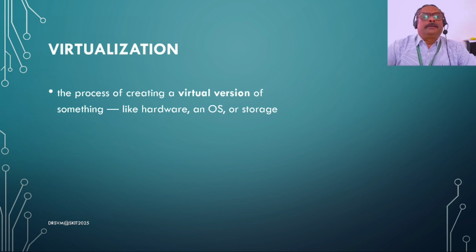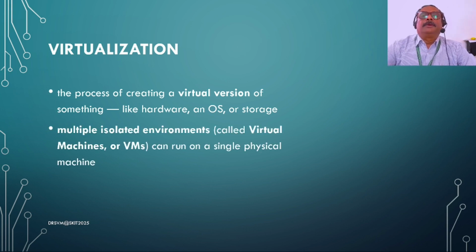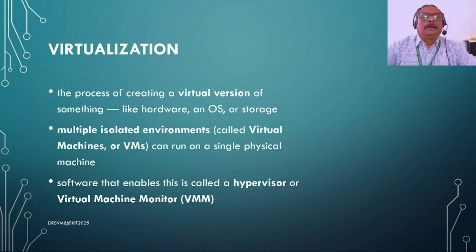So here virtualization is the process of creating a virtual version of something like hardware, operating system, or storage. Multiple isolated environments called virtual machines, or in short VMs, can run on a single physical machine. That's what we wanted earlier. And the software that enables all these activities to take place smoothly is what we call a hypervisor or virtual machine monitor, in short VMM.